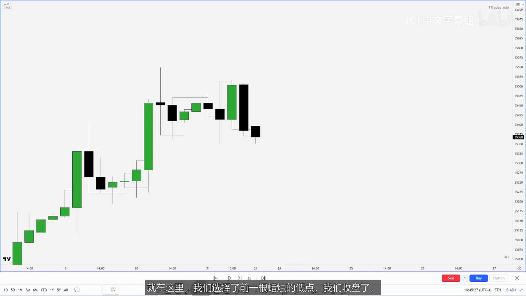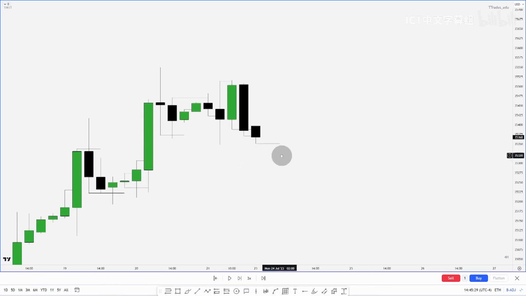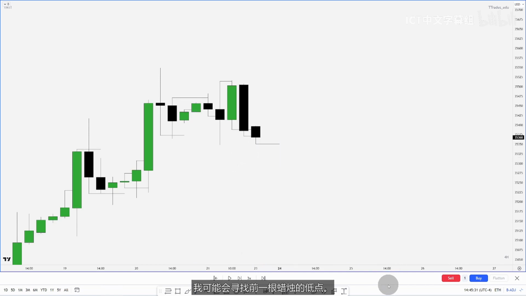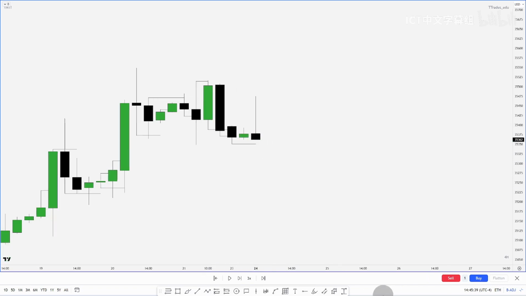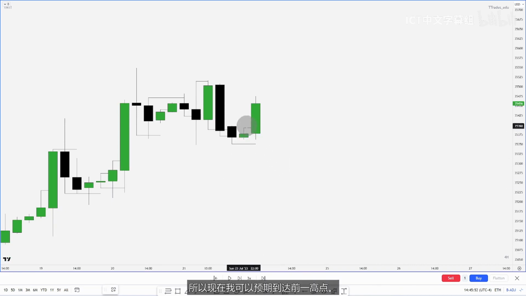Right here, we took the previous candle's low, we closed out, so I can be looking for the previous candle's low. Right here, inside candle, so just a continuation of the trend. Let's see what happens. And there we are wrong, so we took this previous candle's high, so now I can anticipate a reach for this previous high.